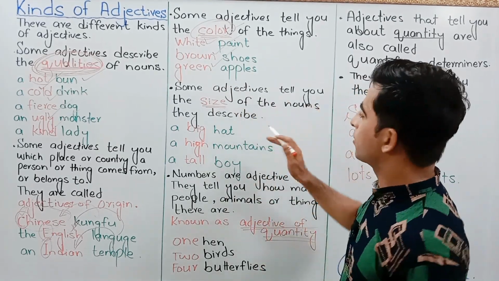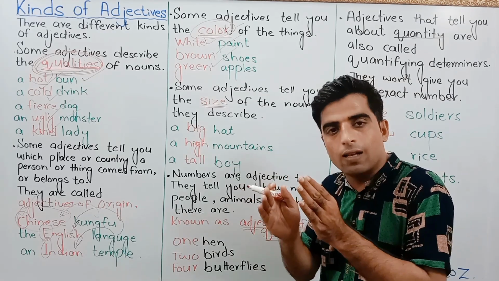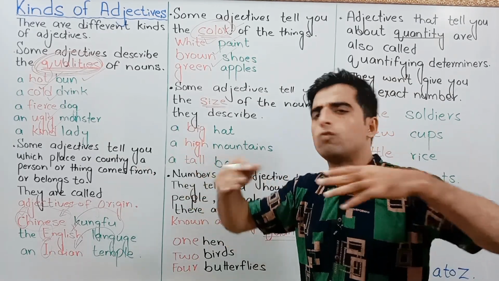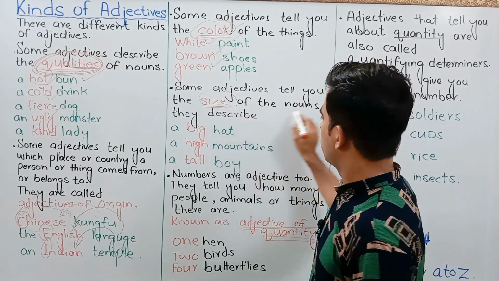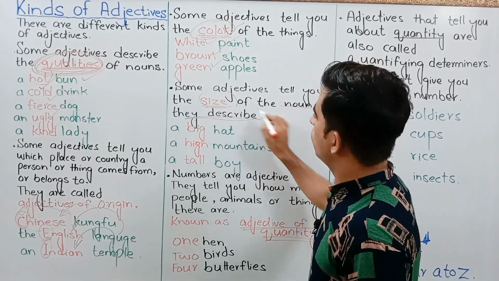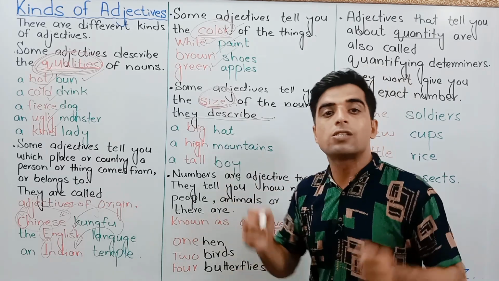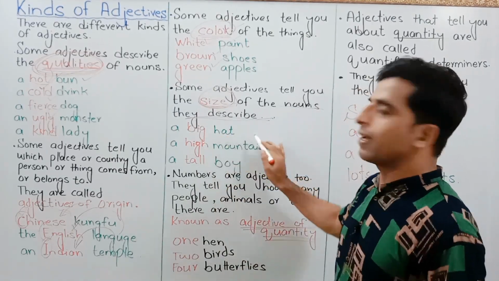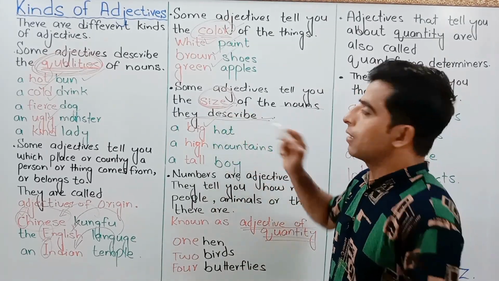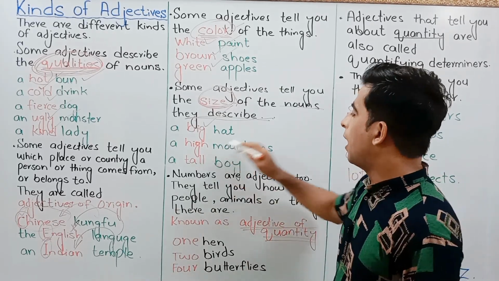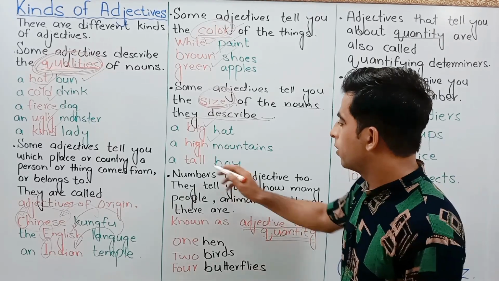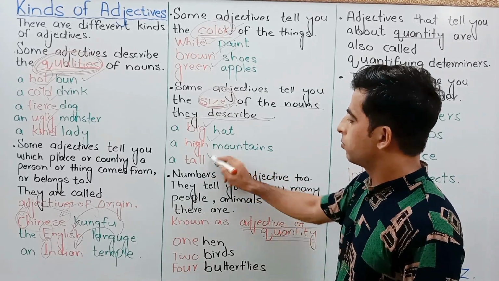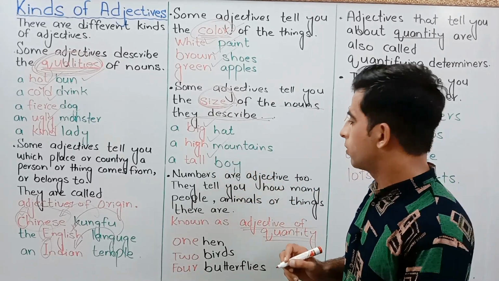Some adjectives tell you the size, whether small, bigger, taller, whatsoever. They are describing a noun by showing its size. A big hat. Big is an adjective of size. High mountains. High is an adjective of size. A tall boy. Tall is an adjective of size.